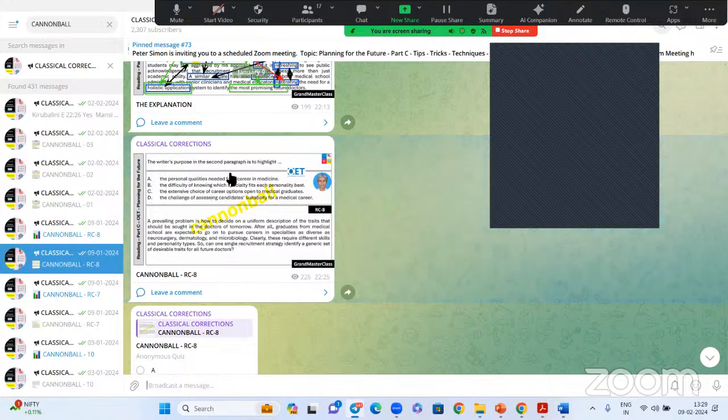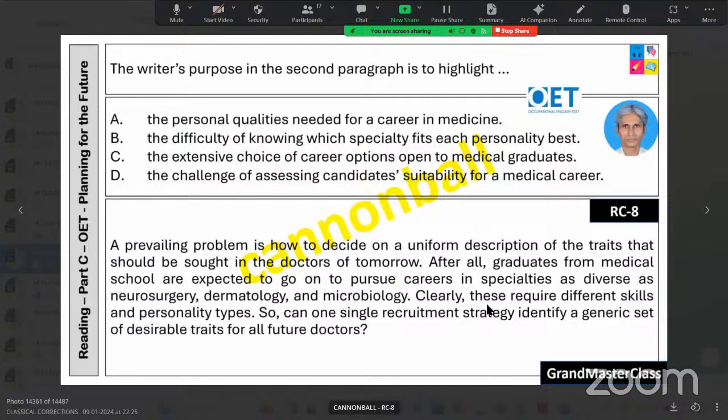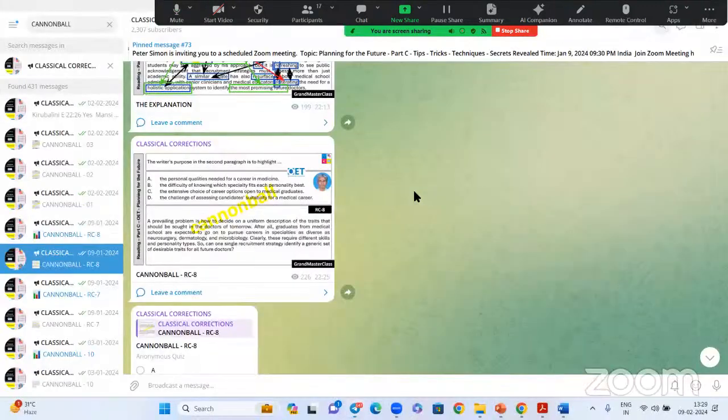So here, you can see part C, reading part C, is termed cannonball. Every part has a different name. So you have a lot of tests here, from many years. You can go through them.